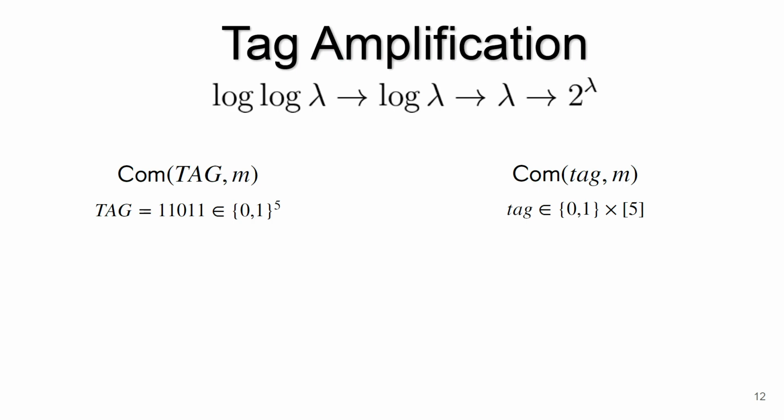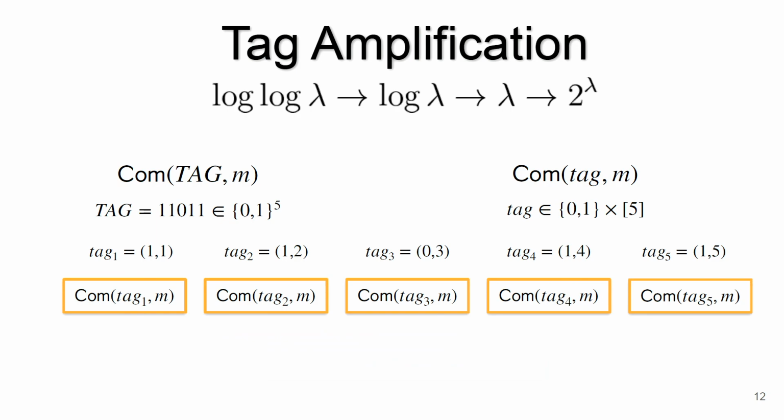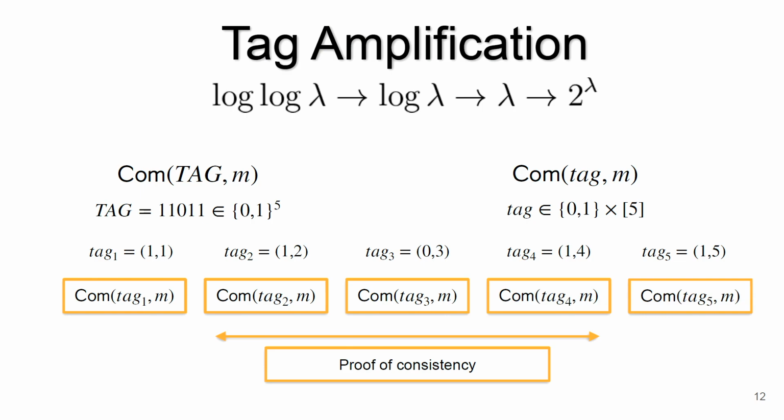I'm going to do a standard bit decomposition, where I'm going to encode my big tag into these small tags. So basically here, position 1 has bit 1, position 2 has bit 1, position 3 has bit 0, and basically I'm encoding this in the small tags. So my amplification procedure is basically going to be all these commitments on these small tags. But notice that I need to make sure that the adversary or the committer is not doing something funny. So I actually need to introduce a proof of consistency to make sure that all these commitments are on the same underlying message.